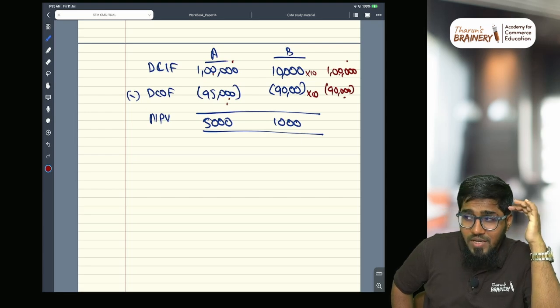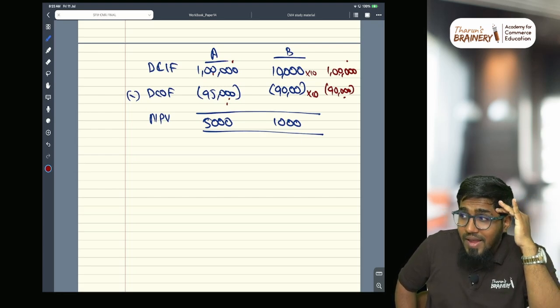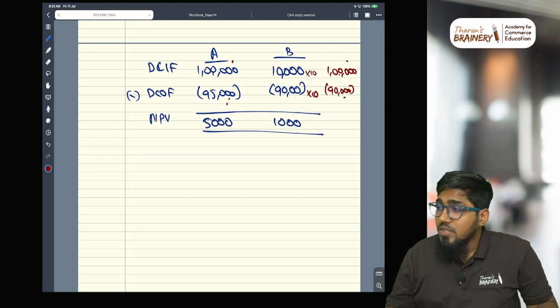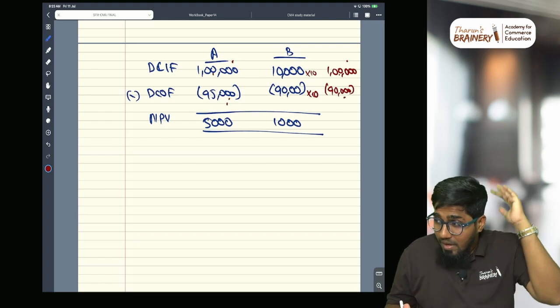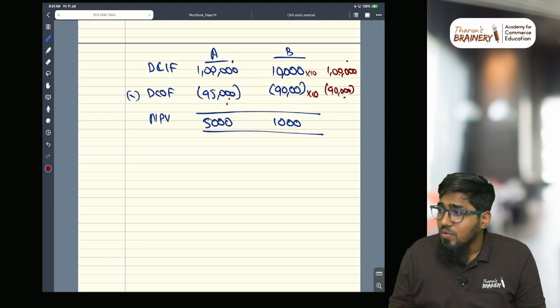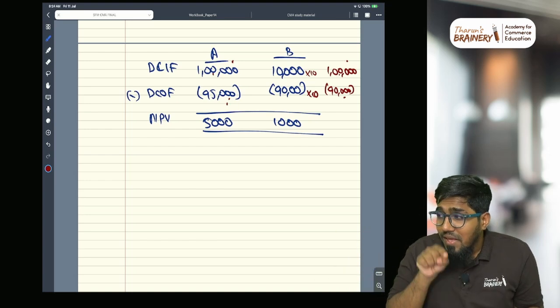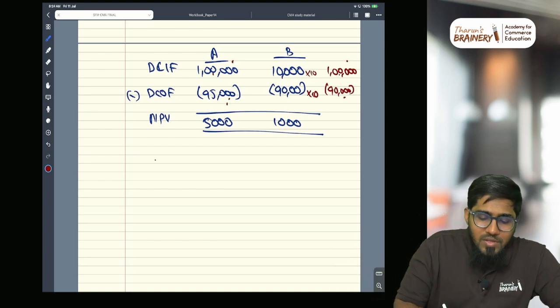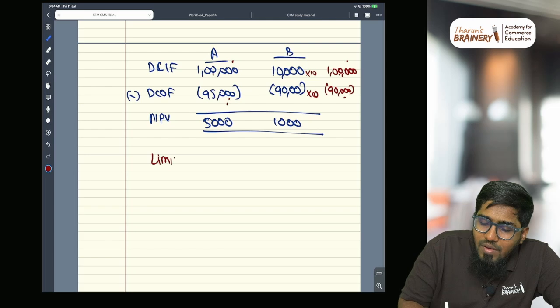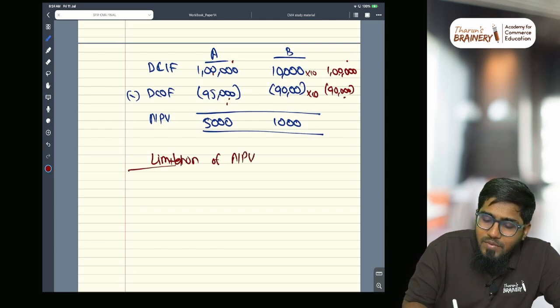B is better. Understanding? So NPV also has a limitation. Someone is giving a decision using NPV, and we just come and give a slap and tell them, hey, there is a limitation. So what is the limitation in NPV? What is the limitation of NPV?